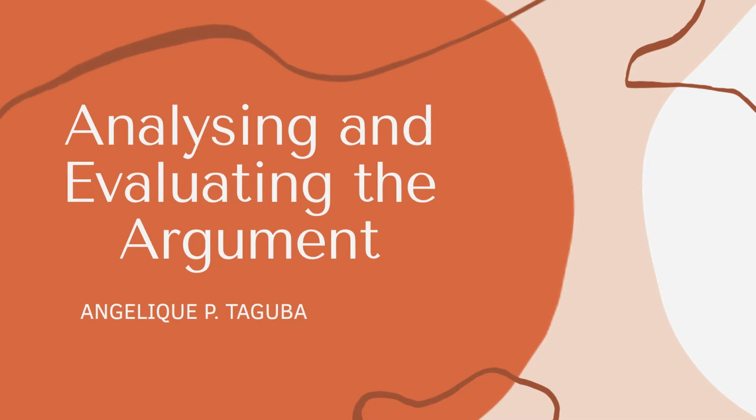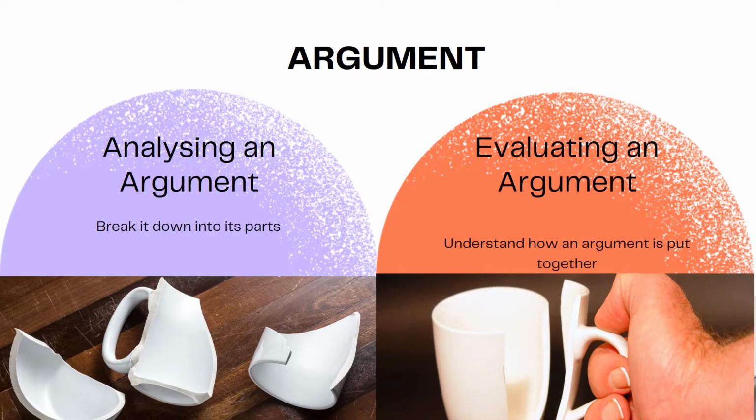Because we're already done with our review, let us go to our topic, which is analyzing and evaluating the argument. Last time, we studied about argument, and we learned that in academic writing, an argument is usually a main idea, often called a claim or thesis statement. We also learned that an argument is a claim that is supported by reasons or pieces of evidence. And we learned that an argument should take a stance about a particular point of view, thesis, or claim.